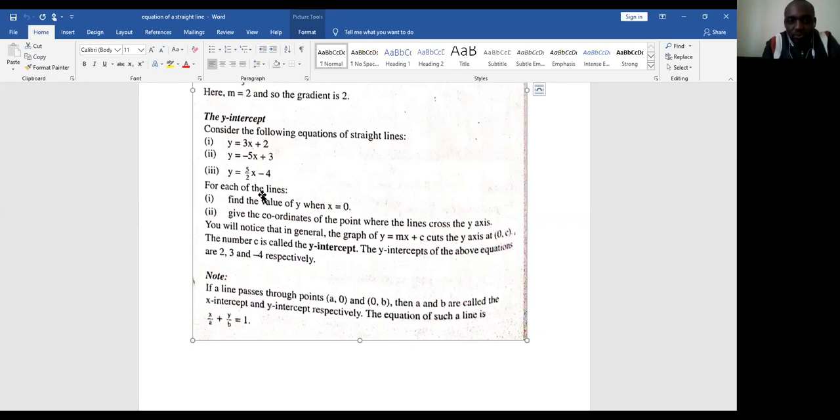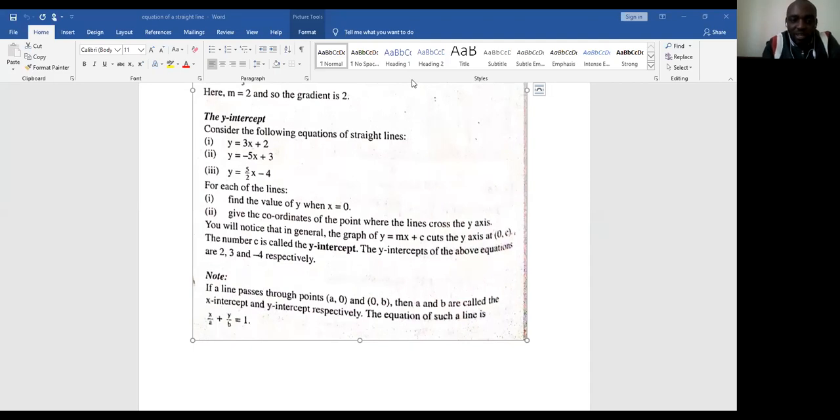In Roman 2, we have y equals negative 5x plus 3. So m is negative 5, so the gradient is equal to negative 5. C is equal to 3, so the graph cuts the y-axis at the coordinate 3, or at the point 3.